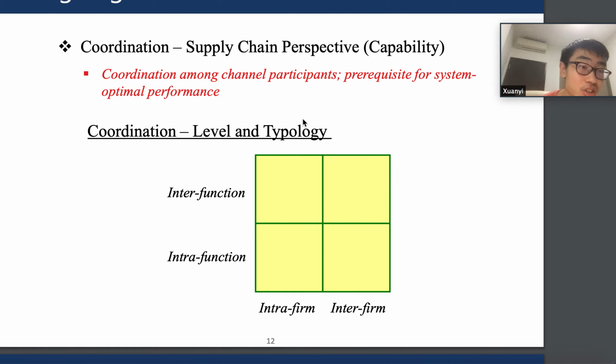And the last lecture will discuss global supply chain management, and also sustainability in supply chain management, which will focus on economic, social, and environmental sustainability. And then we actually finish this course.